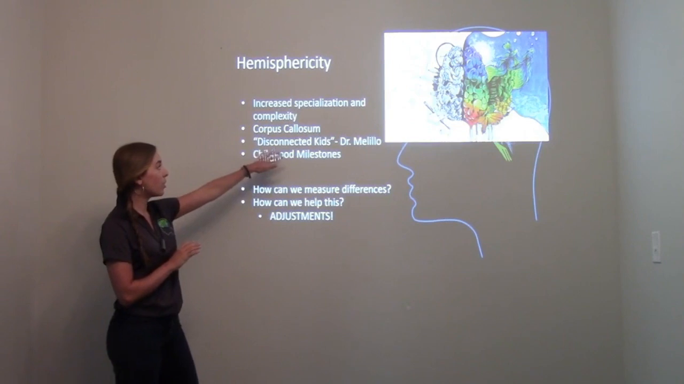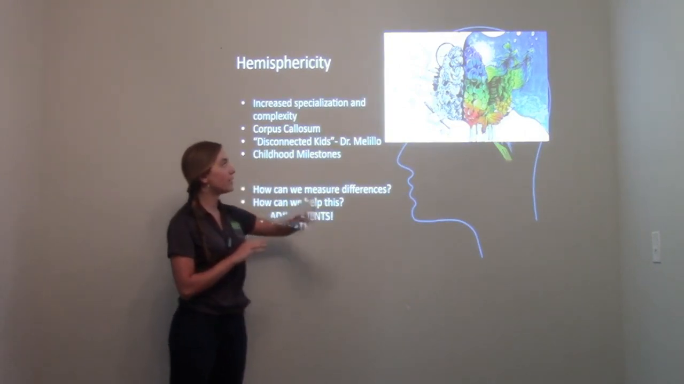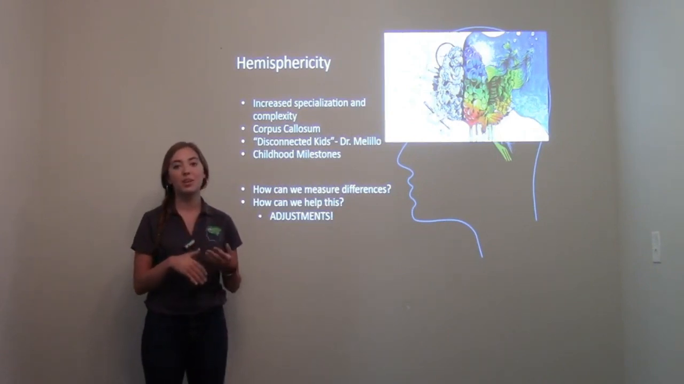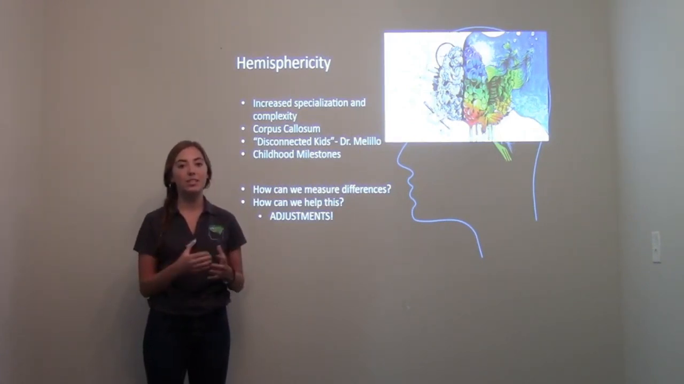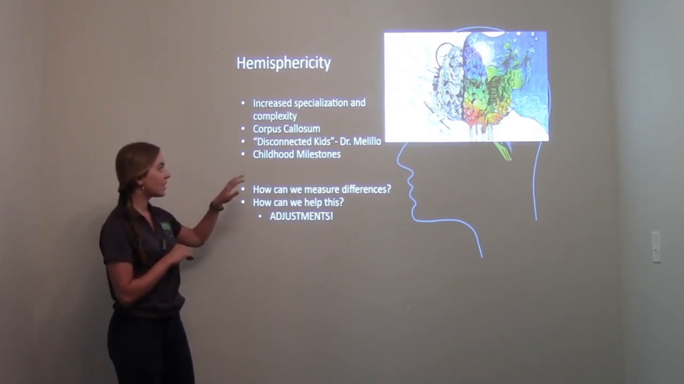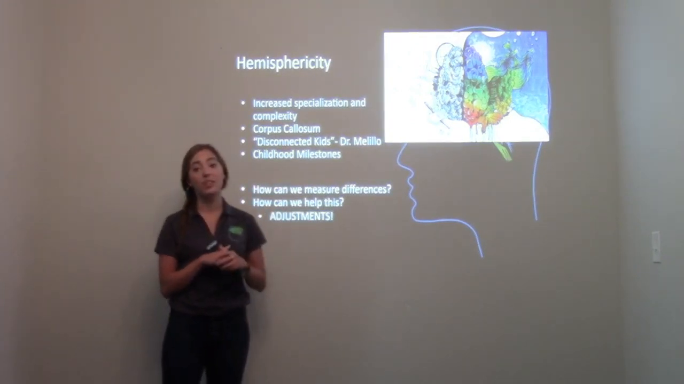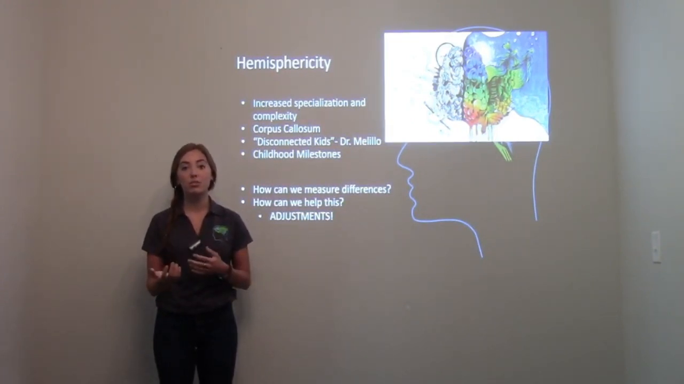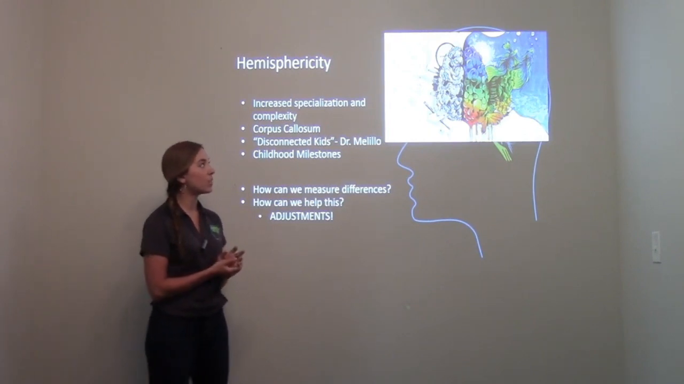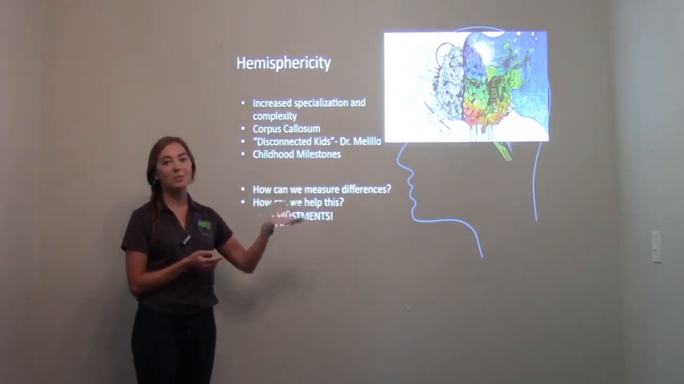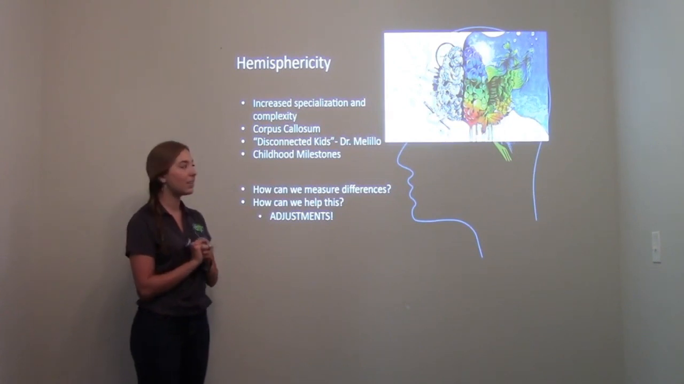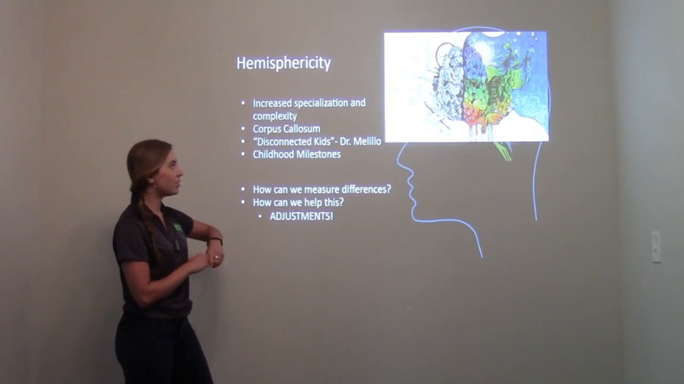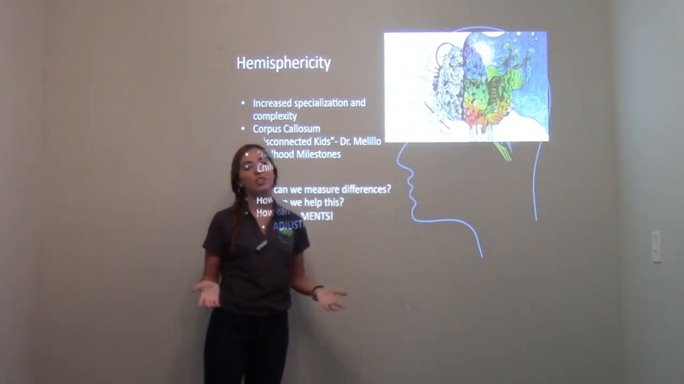If you want some more information on what some dysfunction could look like, some disorders as well as therapies, and really a lot more science behind all of this, I recommend the book Disconnected Kids by Dr. Melillo, as well as looking up any of his research. He does a lot with neurodevelopmental disorders in children, and his work is really great. So if you want more information on this, especially if that's an interest for you, I highly recommend looking up some of his work.